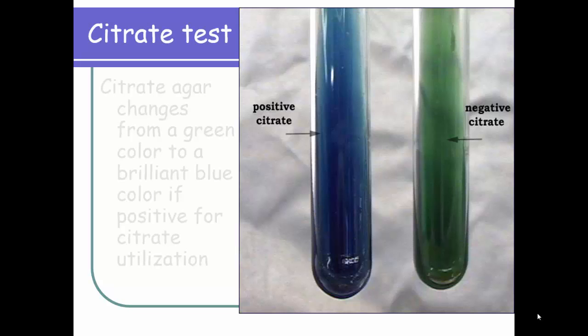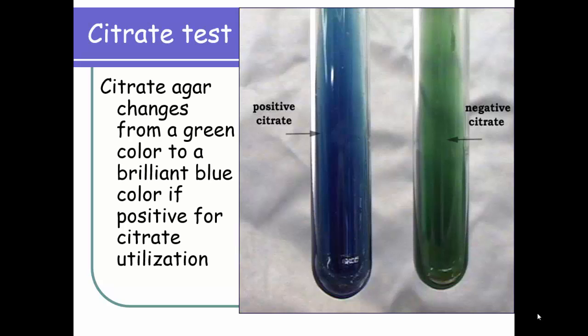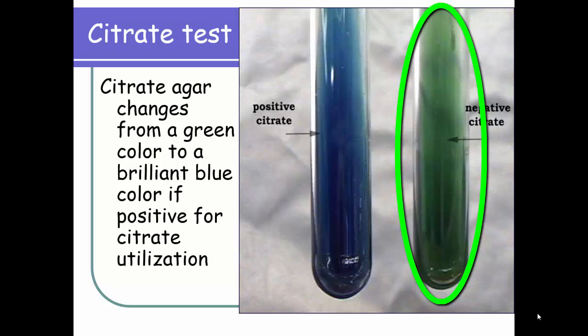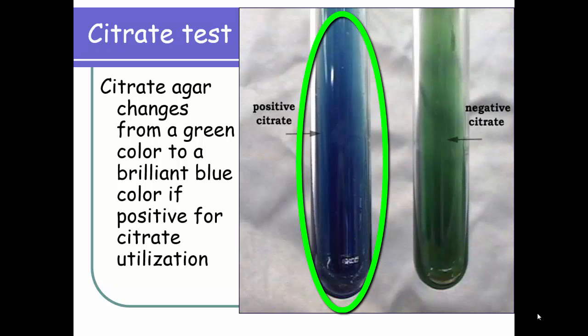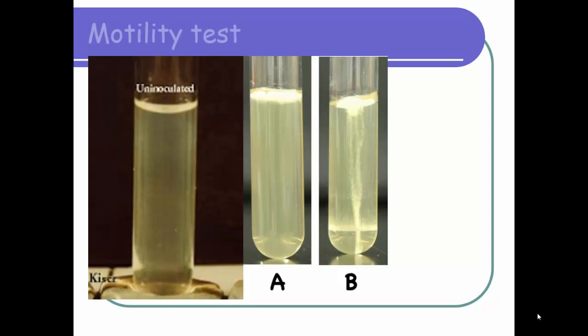The citrate test tests whether or not citrate can be used as a carbon source by the bacteria. It starts out as this teal green color here on the left, and if the bacteria can use citrate as a sole carbon source, it turns a brilliant blue color. Again, any blue color in the media is considered a positive citrate test.